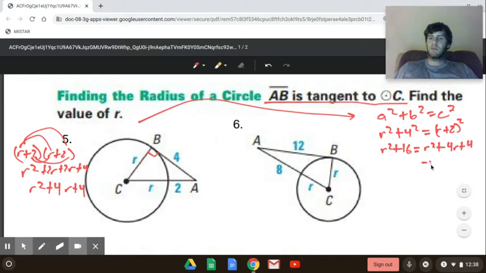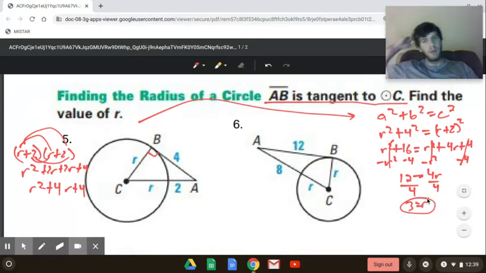We can subtract r squared from both sides. We can subtract 4 from both sides. That's going to give us 12 equals 4r. And then when you divide by 4, we get 3 equals r. So we have the value then of r, which is 3.